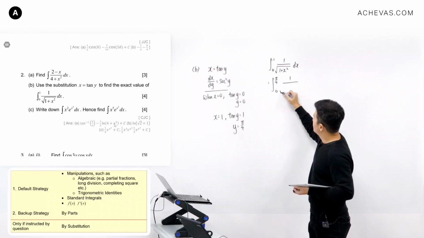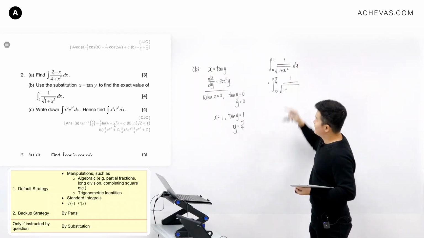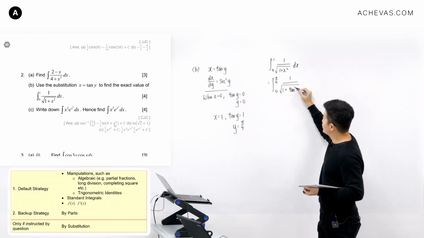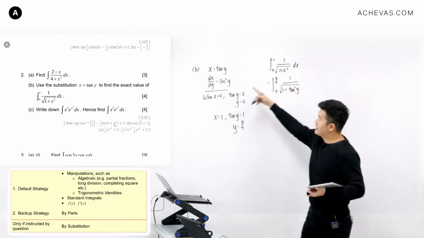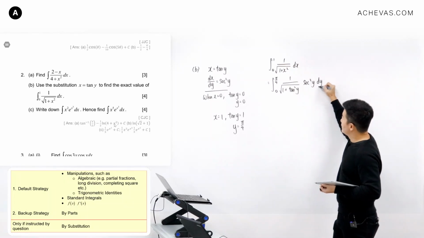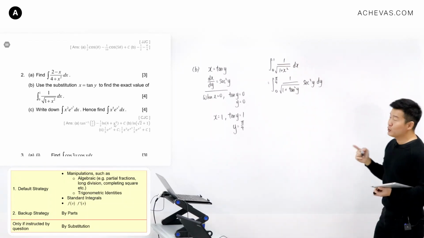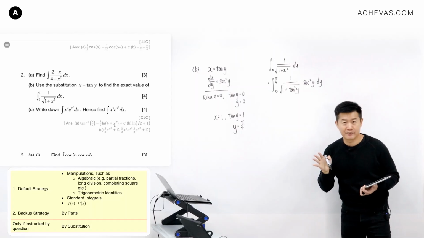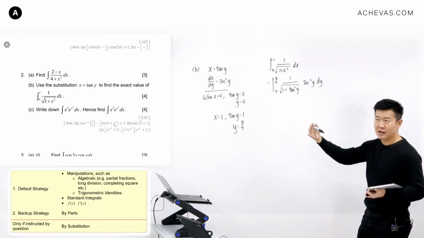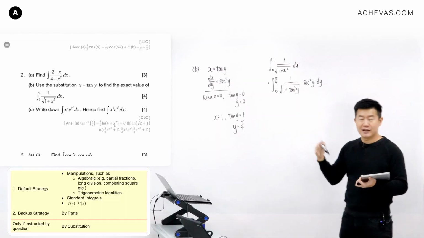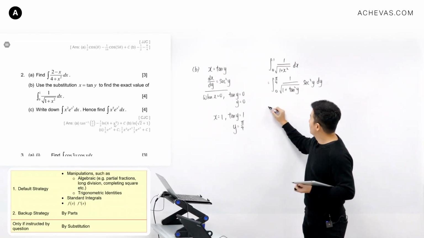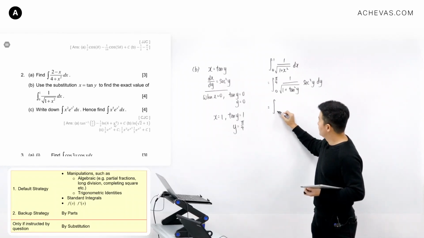Then 1 over the square root of 1 plus x squared. x is tangent y, so we have tangent squared y. dx is going to be replaced by secant squared y dy. And we're going to make use of a trigonometric identity. It is our default strategy to manipulate this. Hopefully we can then arrive at a form that we can integrate using standard results or using f(x), f prime(x). Let us continue.